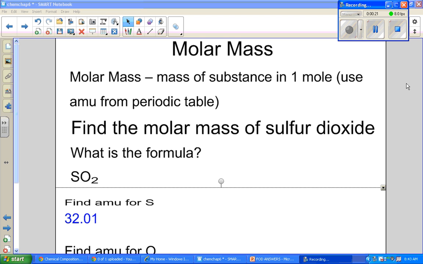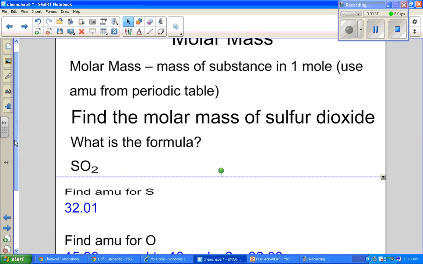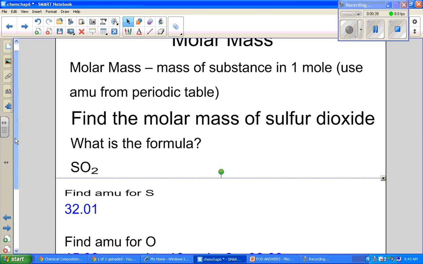Okay, so what I'm going to ask you to do today is look at a formula and see if you can determine the molar mass. So it's how much there is in 1 mole of some element or elements on the periodic table. Okay? Alright, so the first formula, this is called sulfur dioxide, SO2.